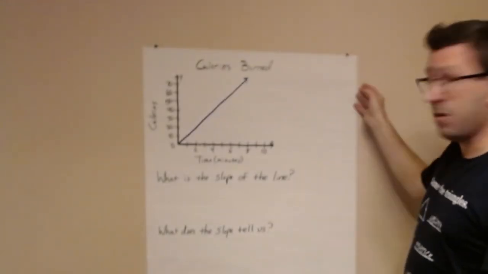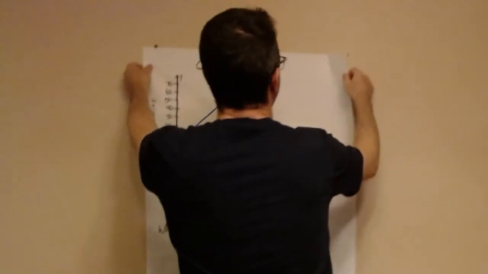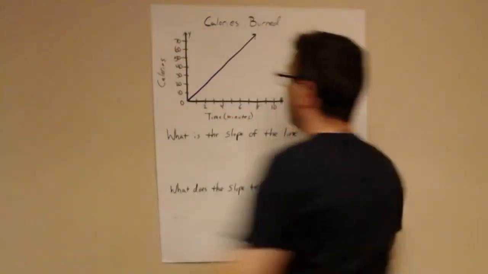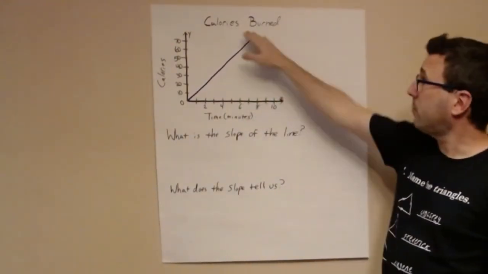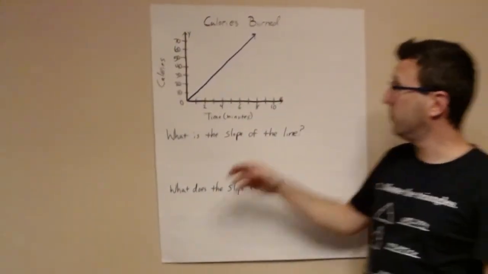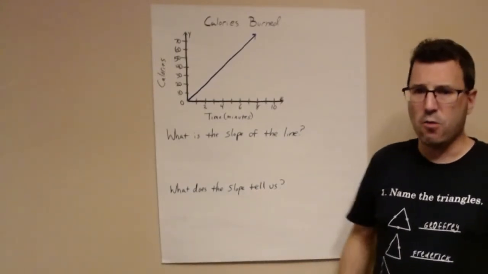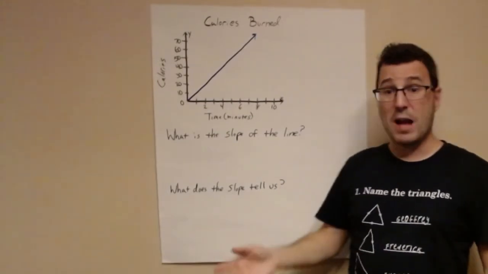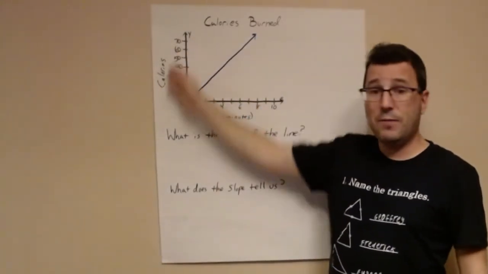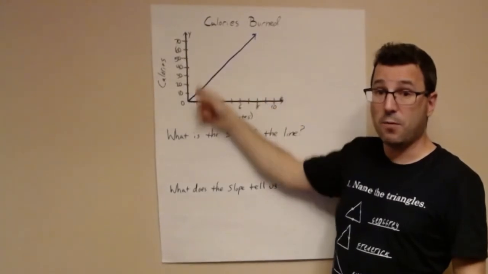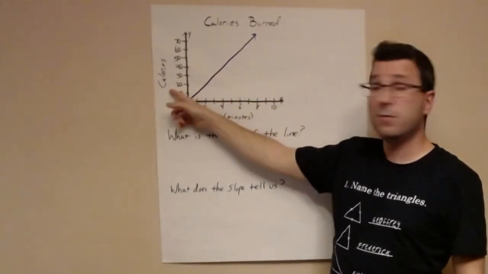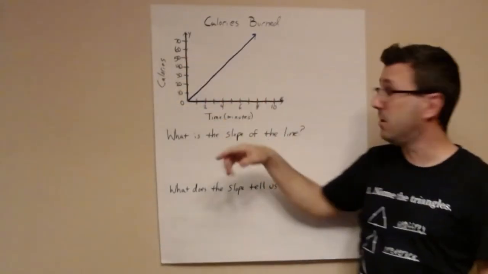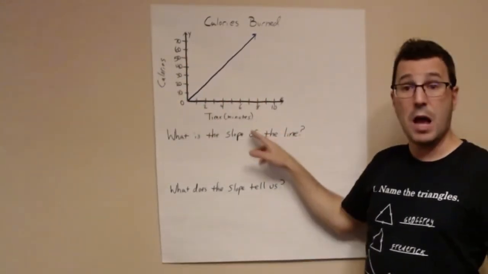So I have here, and I'm actually going to bring it up a little bit, a little graph representing calories burned. Someone's going for a jog or a bike or swim or whatever, and they're burning calories and keeping track of what's going on. Along the left-hand side, along the y-axis, or vertical axis, we have calories. So 10, 20, 30, 40, 50, 60, 70 calories. Along the bottom, we have the time in minutes.